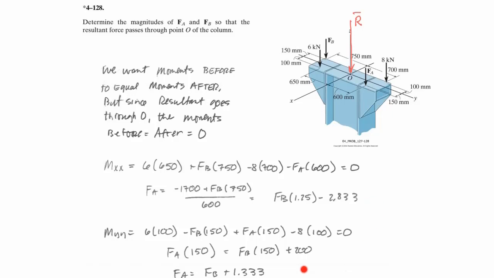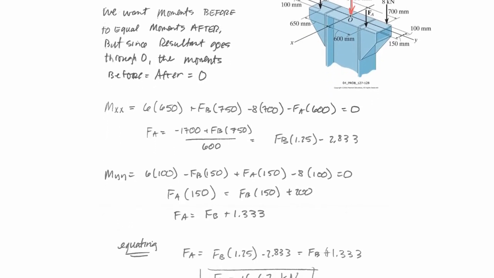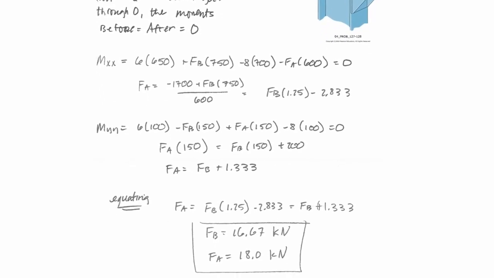So now I have two equations and two unknowns, and all we have to do is equate those and simplify, and I can get FB is equal to 16.67 and FA is equal to 18. I didn't actually solve for the resultant. It wasn't really asked for, but if you need to solve for the resultant for some reason, then add those to the original forces and you can find out the total resultant.